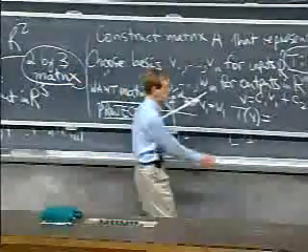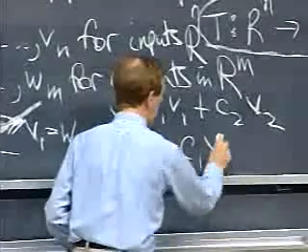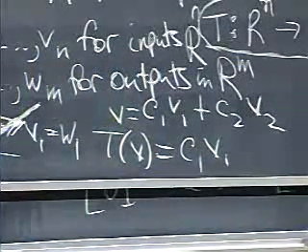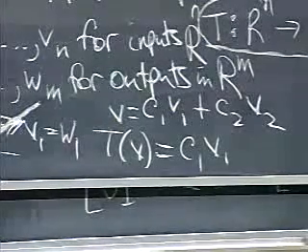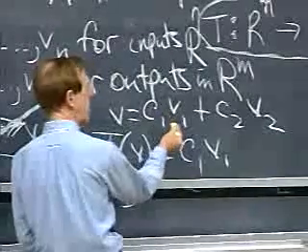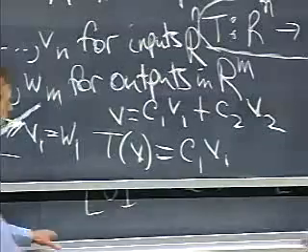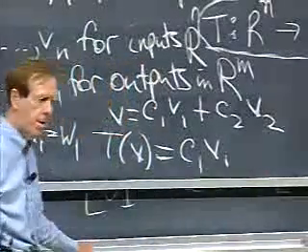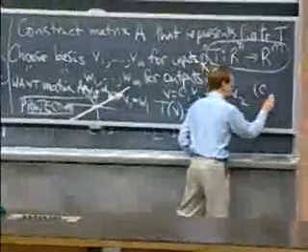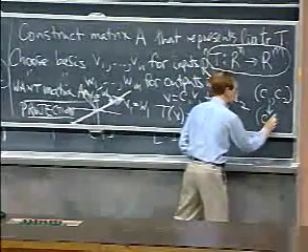It kills this part, and this part it leaves alone. Now, all I want to do is find the matrix. I now want to find the matrix that takes an input C1, C2, the coordinates, and gives me the output C1, 0. You see that in this basis, the coordinates of the input were C1, C2, and the coordinates of the output are C1, 0.